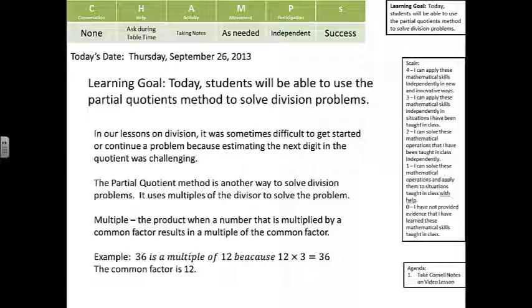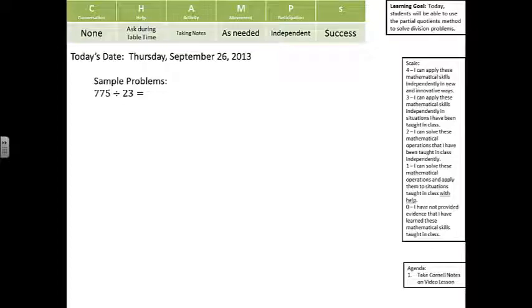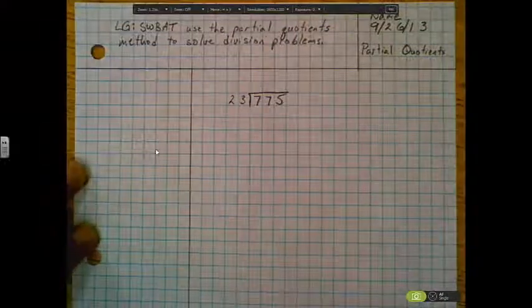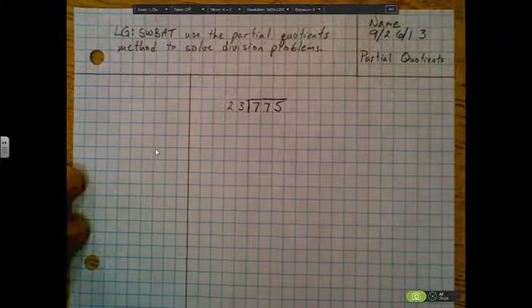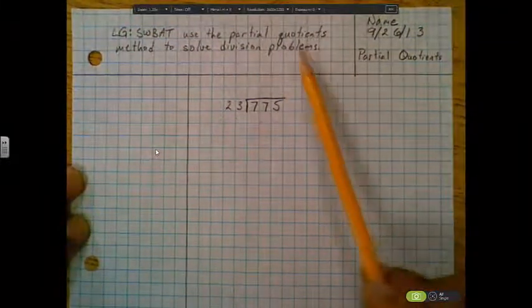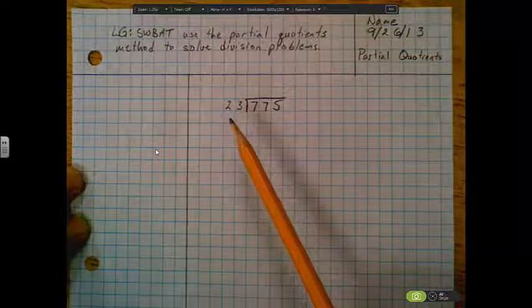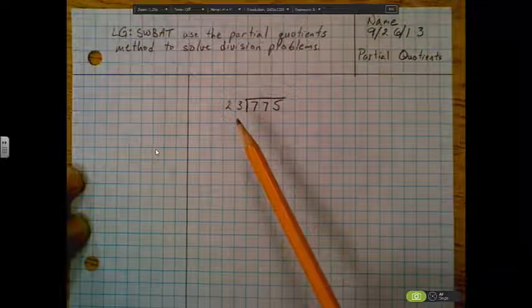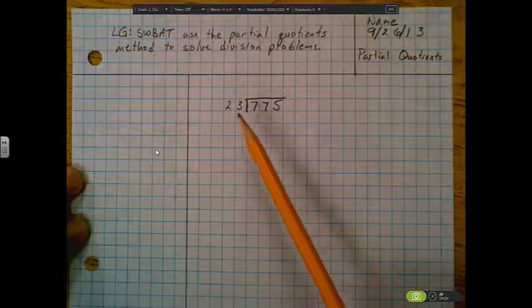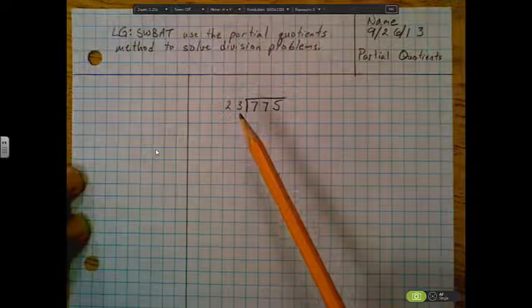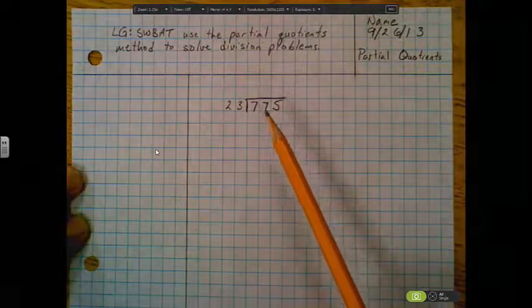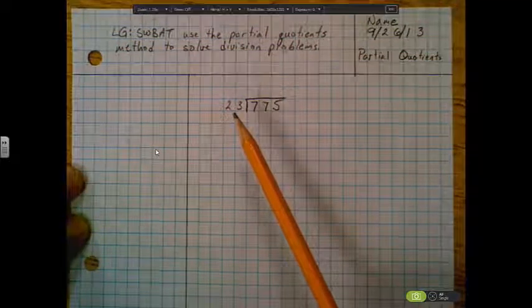So we're going to start off with the sample problem. Our sample problem is 775 divided by 23. Okay, so we have our Cornell notes set up, we have our learning goal written up here at the top, and we have our sample problem 775 divided by 23. And we're going to use partial quotients, or multiples of 23, in order to see if we can solve this problem.